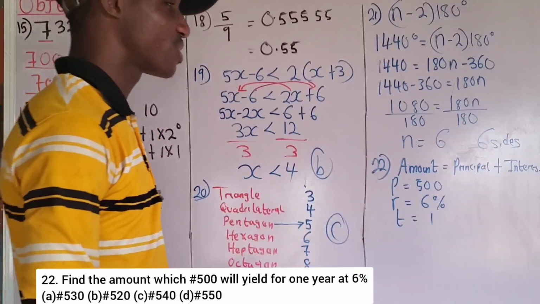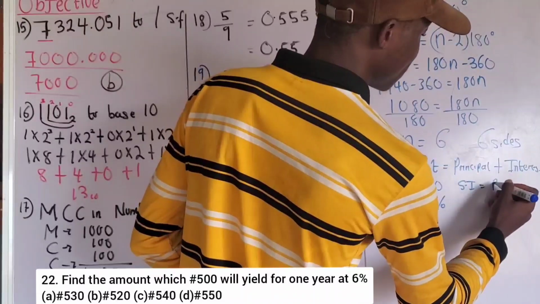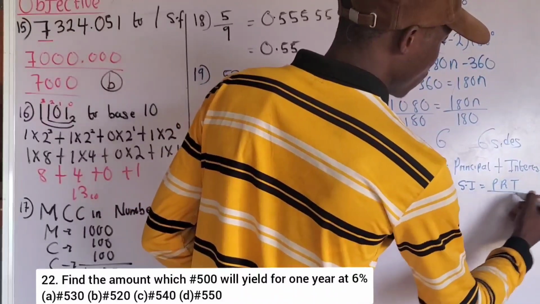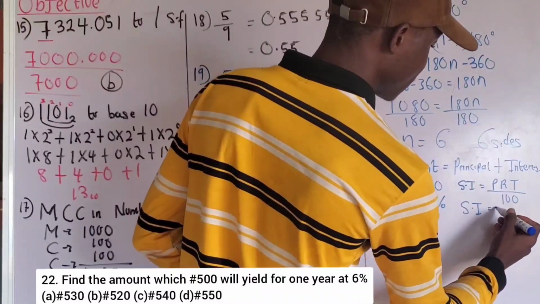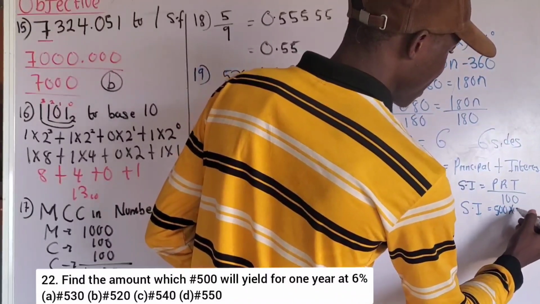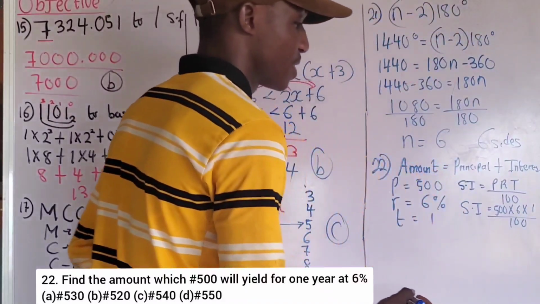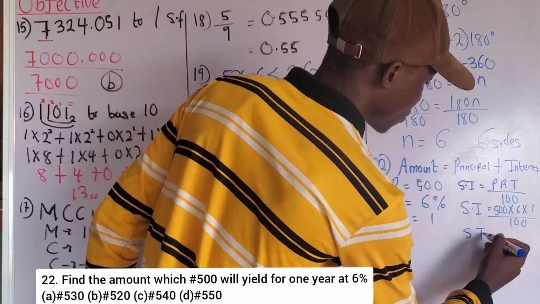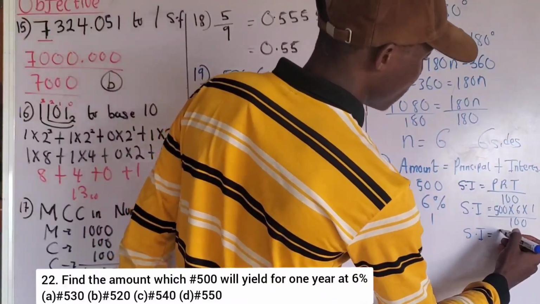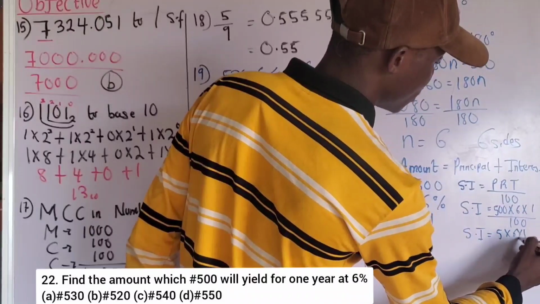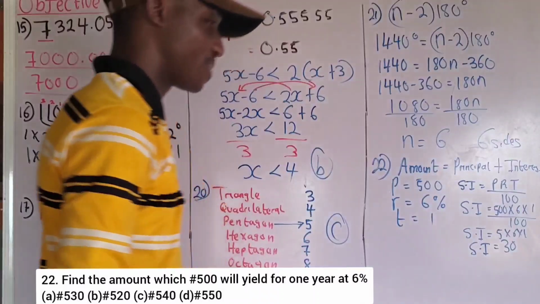Now interest can be calculated using this formula. Simple interest is equal to principal times rate times time all over 100. So the interest is equal to principal, which is 500, multiplied by 6 multiplied by 1, all over 100. Now pay attention. 500 divided by 100 is 5. So I'm going to have 5 times 6 times 1. 5 times 6 times 1 is 30. So the interest is equal to 30 naira.